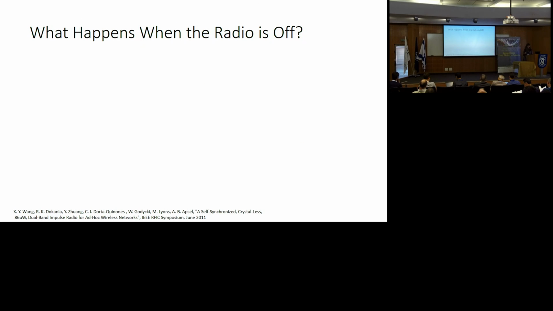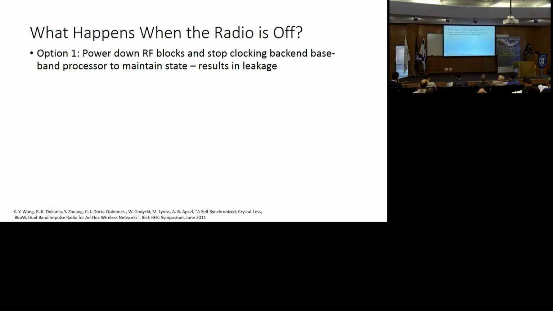So what happens when the radio is off? I think this is actually my next to last slide, and I'll gloss over it a little bit. Option one is that we can power down just the RF blocks and stop clocking the back-end baseband processor to maintain state, and that will result in leakage. So we'll just turn off the RF, but everything else will stay on to maintain state and programming.